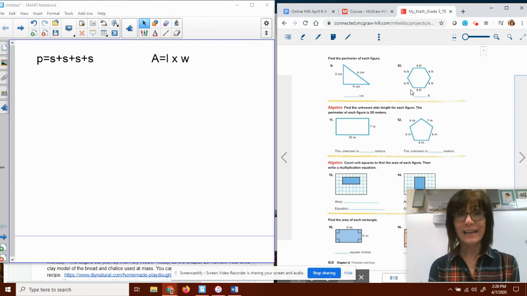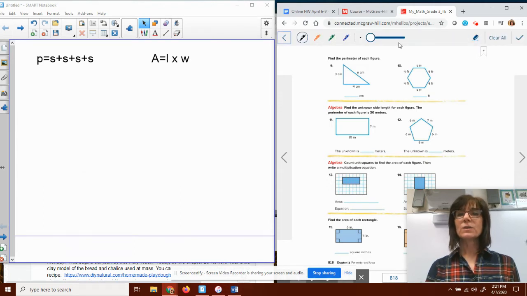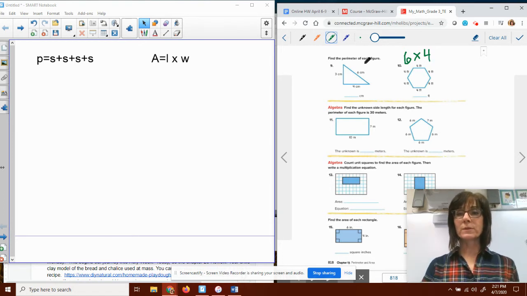If you said a hexagon, hex for 6, you are so smart, and you need to add up all 6 sides, or because each side is equal with this particular shape, instead of repeated addition, I would just say, what's 6 times 4? And that's going to give you how many feet are around that hexagon, because we're doing perimeter.